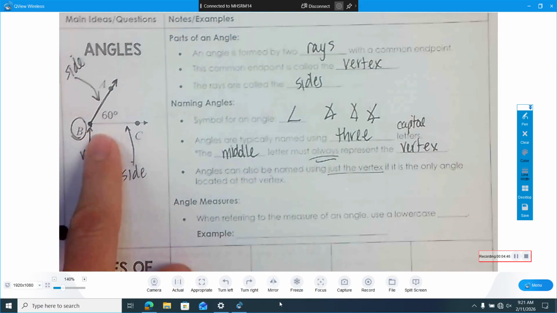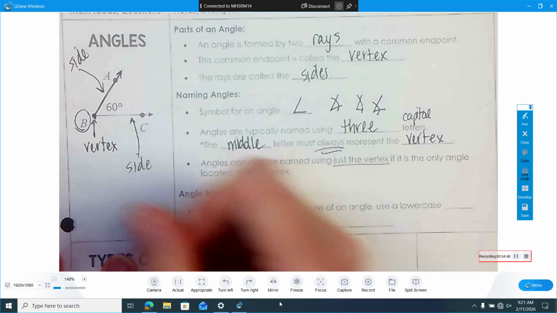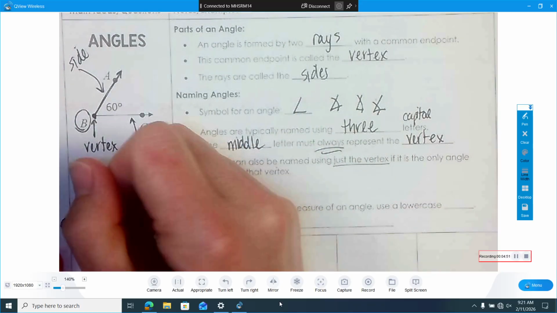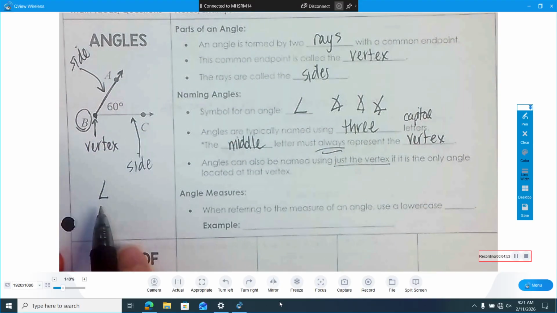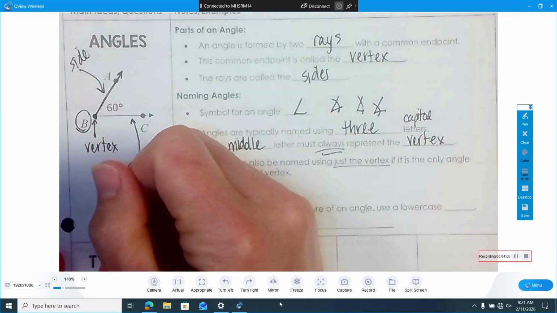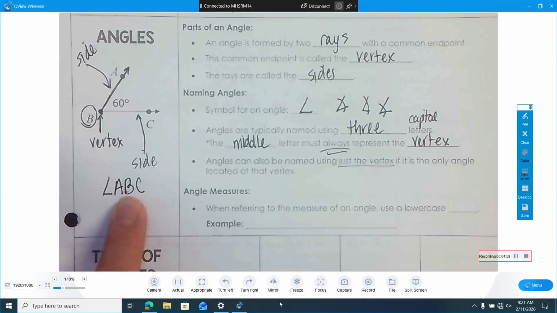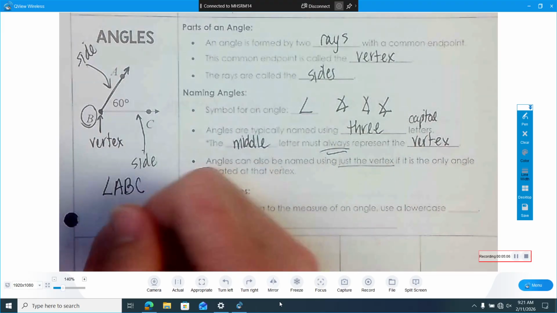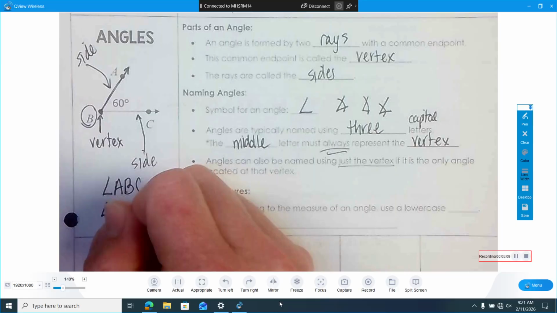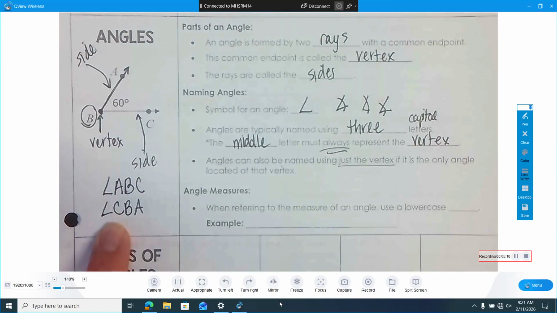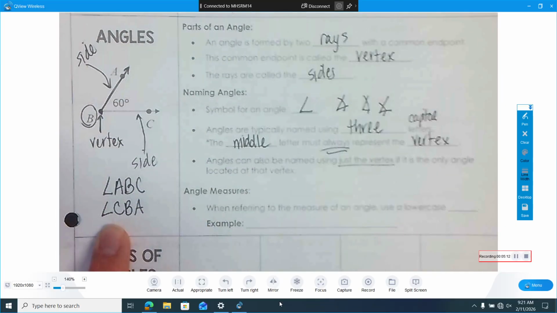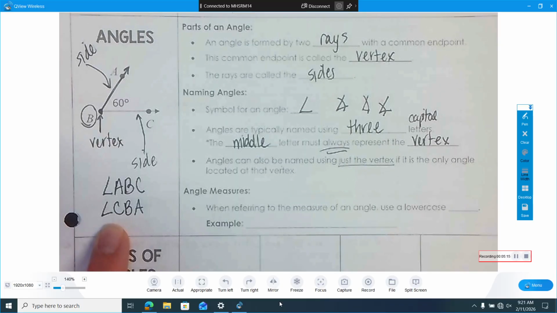So if I wanted to name this angle, I would name it angle. So there's my little angle there. I could name it angle ABC. Why is the B in the middle? Because it's the vertex. So is there another way that I can name this angle? CBA. Very good. Angle CBA is another way we could name this particular angle. All right. And because it's the only angle, I could also call it angle B.